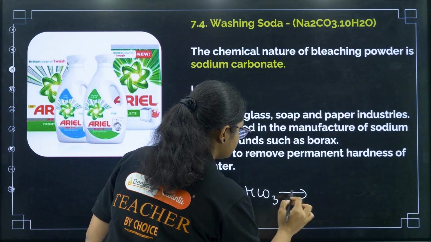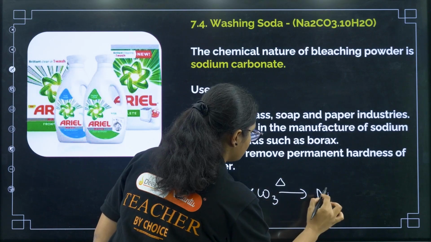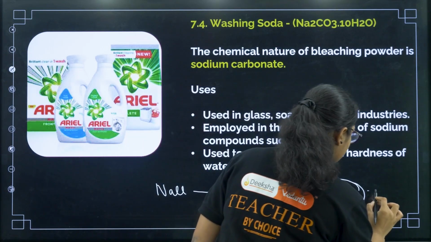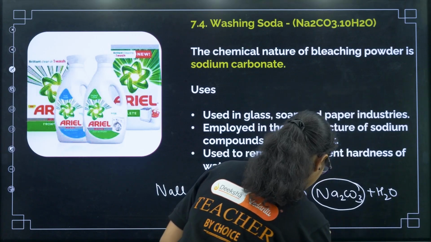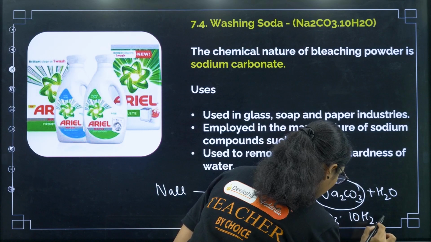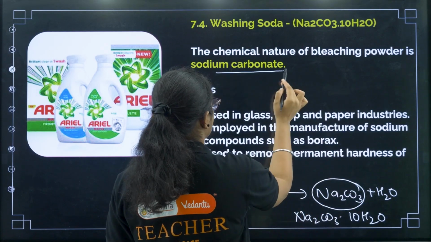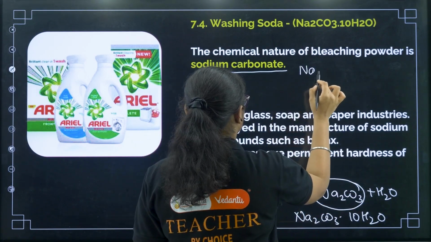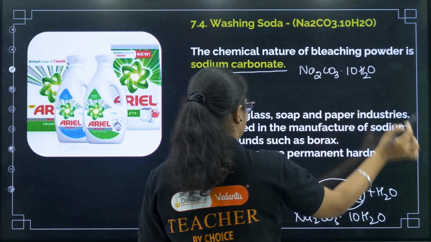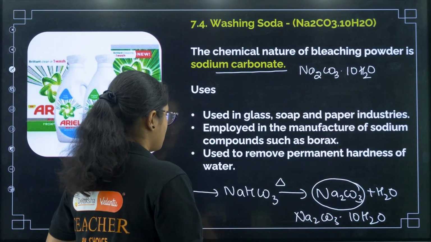From NaHCO3, if you heat it, we get Na2CO3, right? Now if you treat this Na2CO3 with water, you will get Na2CO3·10H2O, which is nothing but washing soda. Okay, so that is Na2CO3·10H2O. Clear? Now what are its uses?